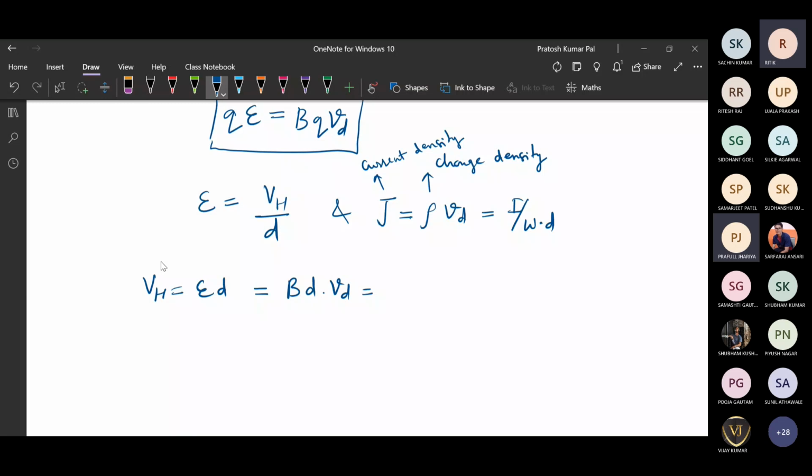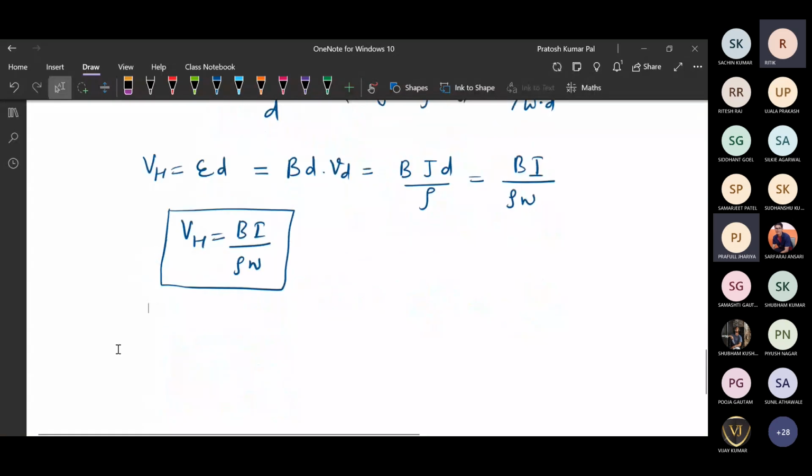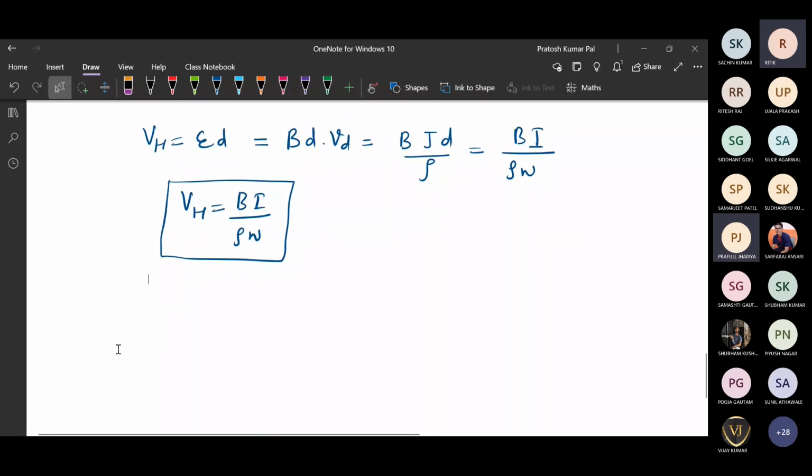We can put this value VD in terms of current, W, D and rho. From there we can see that it is B J D by rho, or B I by rho W. So the Hall voltage will be given by B I by rho W. If we have been given the magnetic field B, current, charge density and W, we can find the Hall voltage.